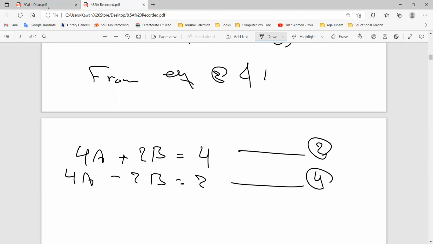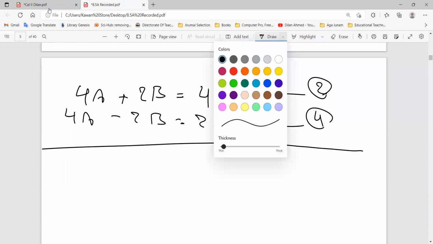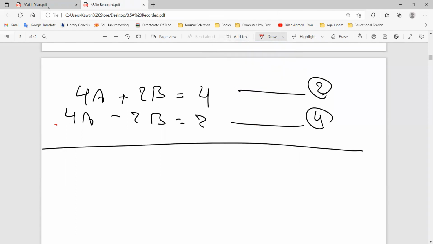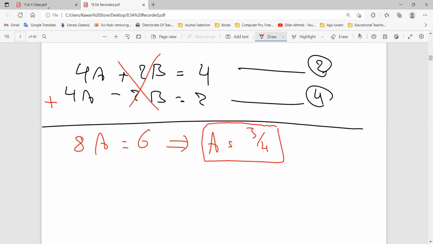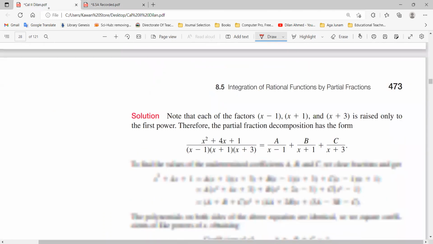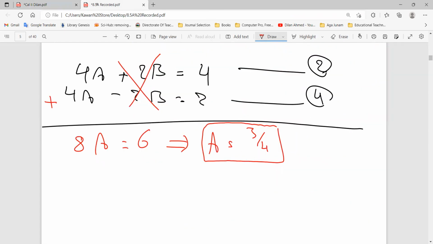From equation 2 and 4, we get... just add them, right? So I'll get A equal to... am I right? So how do we solve that one? A equal to, let me check. Yes, here's A. How do we get B?